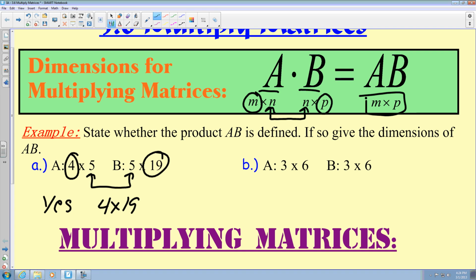Here, A is a 3 by 6 and B is a 3 by 6. As I look here, those values do not equal. Since they do not equal, I cannot multiply those two matrices, so it is not possible. Okay?